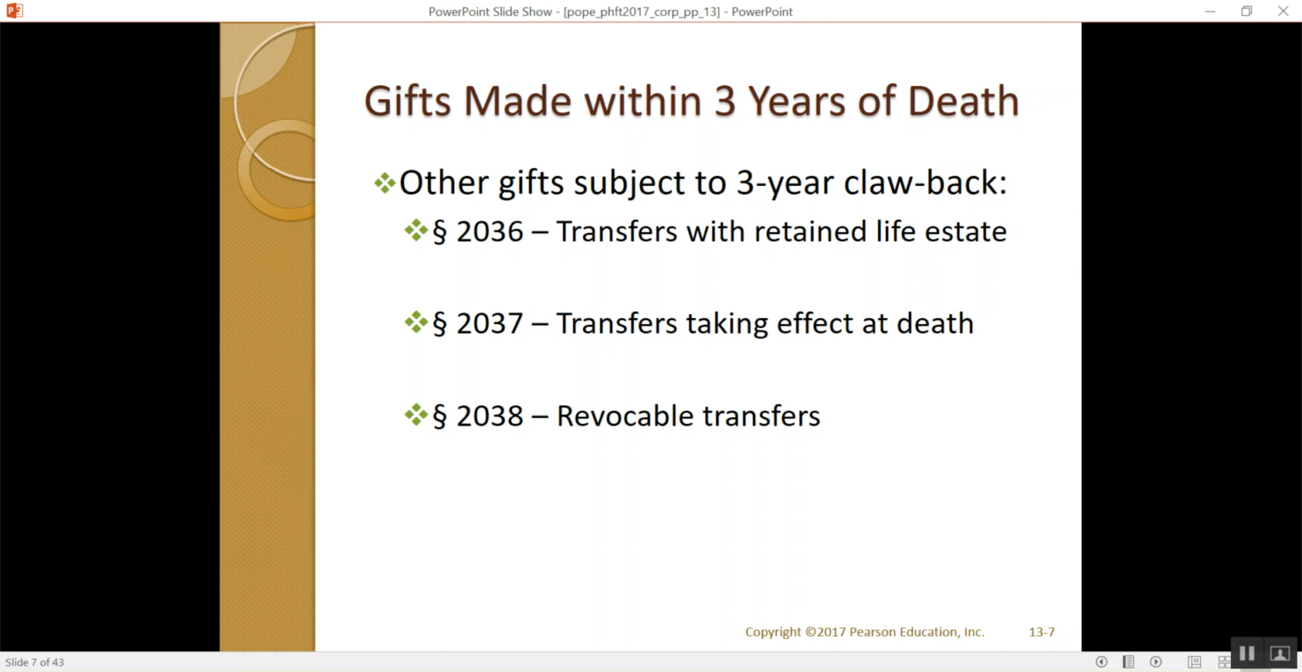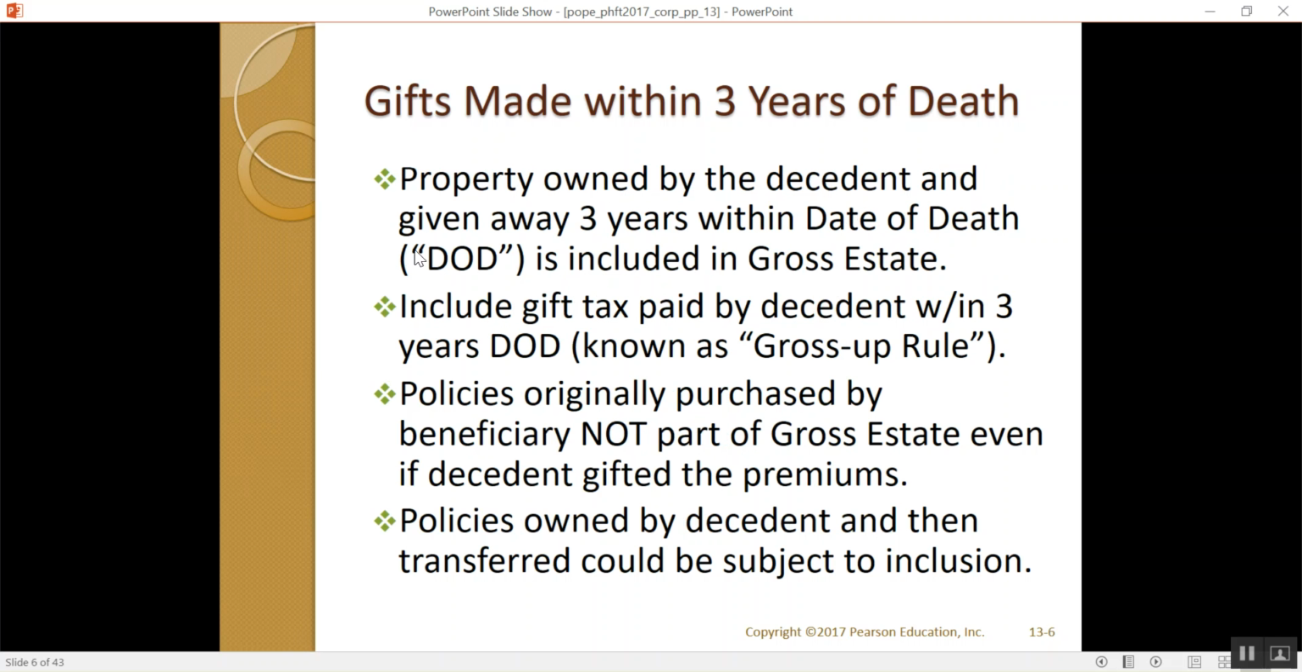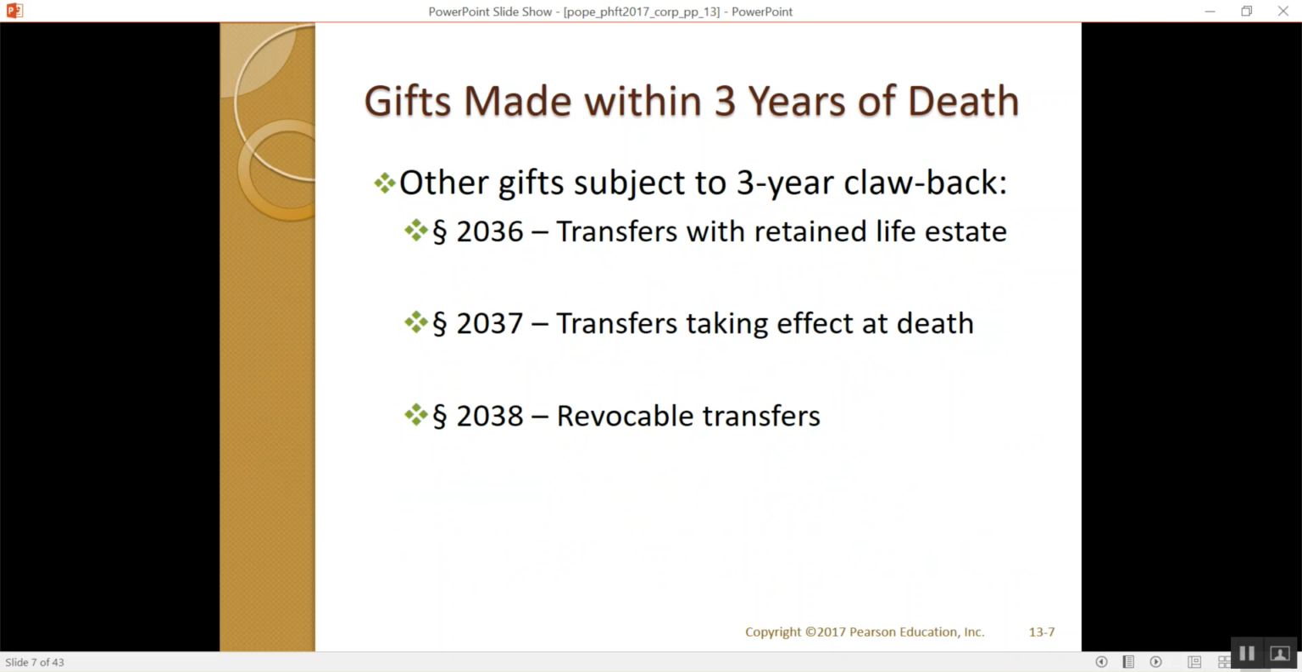Now, there are other types of gifts that are also subject to the 3-year clawback. And when they refer to the clawback, they're referring to these first two bullets here where you end up having to claw back. In other words, those gifts or other types of transfers that were made within 3 years of the decedent's death are clawed back into the gross estate calculation. And that's what they mean when they say 3-year clawback.